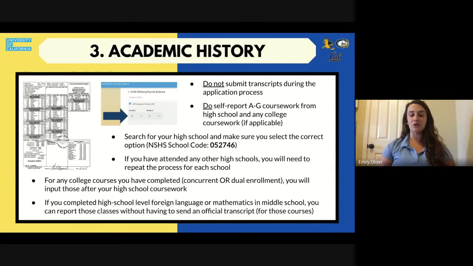For any college courses you have completed, this goes for concurrent enrollment or dual enrollment, and I'll talk about that in a second. You will input those after your high school coursework. So again, I'll mention concurrent and dual enrollment in a moment. Also, if you completed any high school level foreign language or mathematics in middle school, this doesn't apply to everyone, but for some students who maybe took Spanish in middle school, you can report those classes without having to send an official transcript for those courses. You still have to send transcripts for high school and for college.